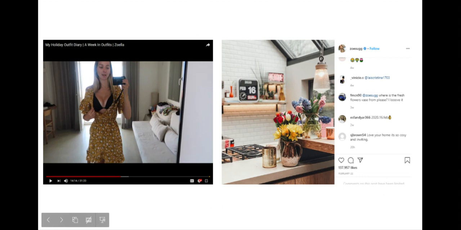In the left-hand corner, you will see an image from a Zoella video, and the video is called My Holiday Outfit Diary, A Week in Outfits. And in this video, I've chosen this particular image because what we can see here is Zoella wearing quite typical clothes. I can't actually see whether it's a play suit or an outfit of some sort, which is quite a feminine outfit. She's obviously on holiday and she's showing off the clothes that she's wearing.